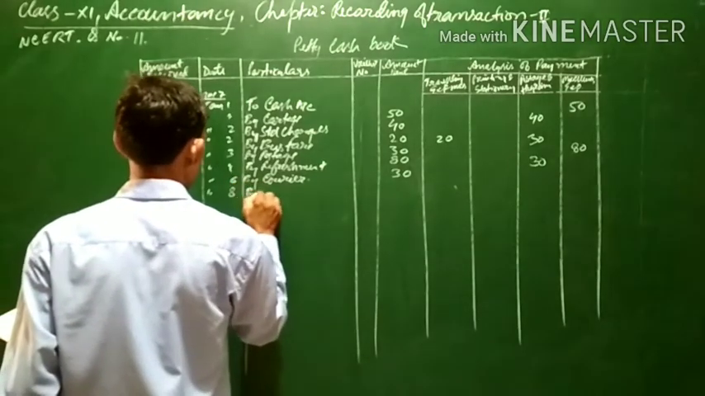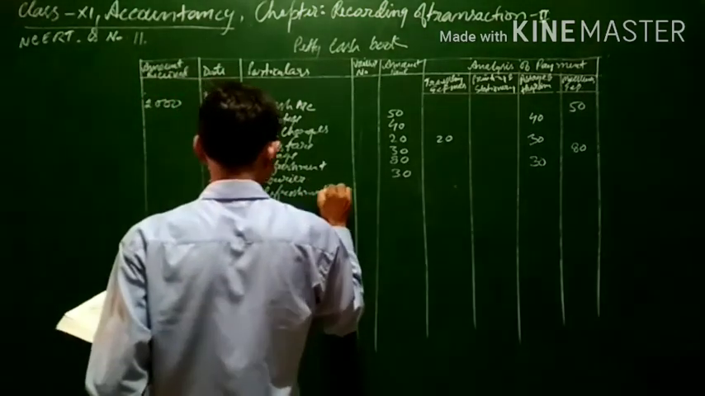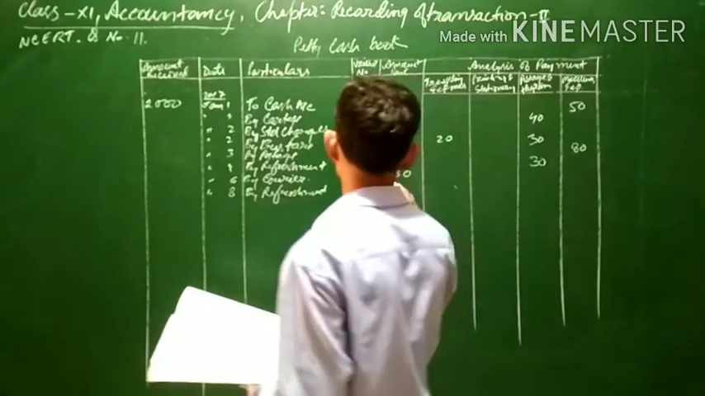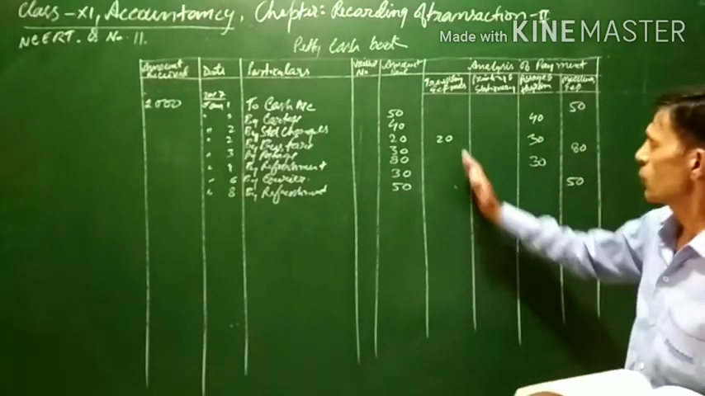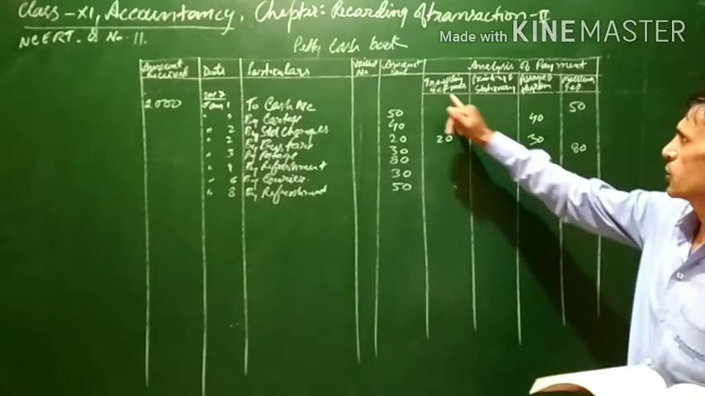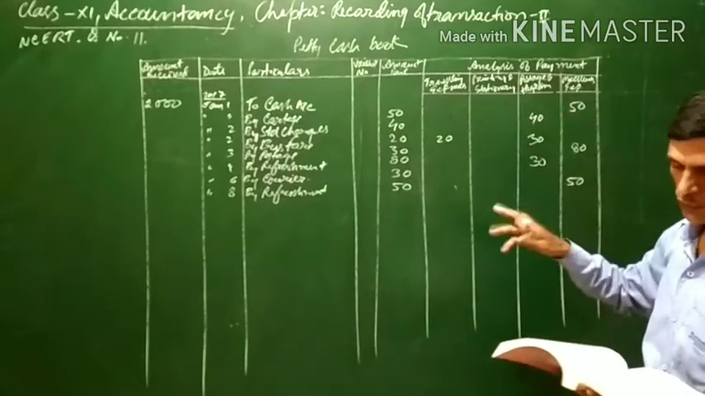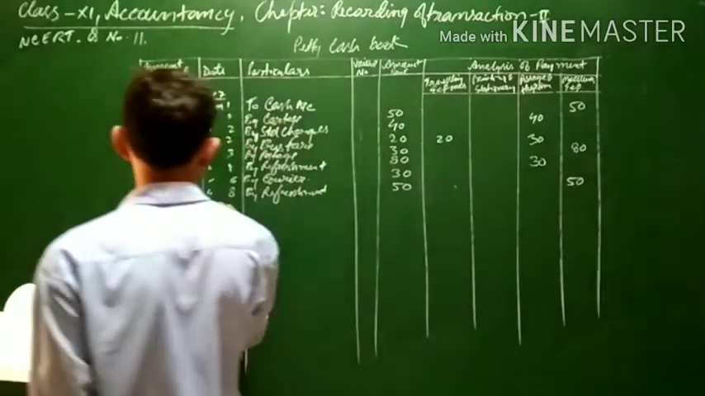"By refreshment" again. This refreshment to customer will be written as 50 rupees here, and 50 in the miscellaneous column also, because it is not related to any of the 3 columns which we have drawn. Again on 10th, that is cartage.